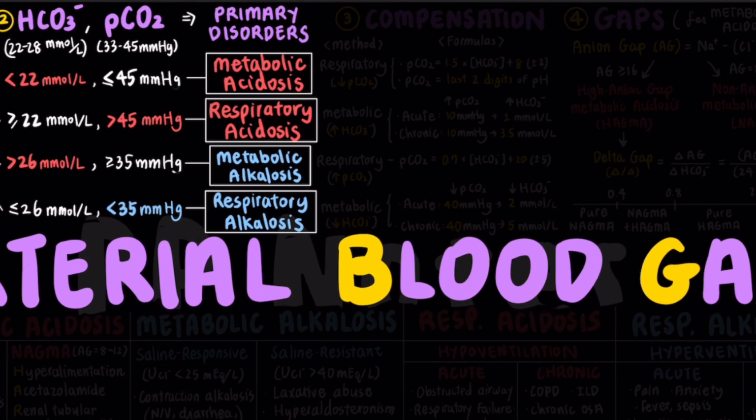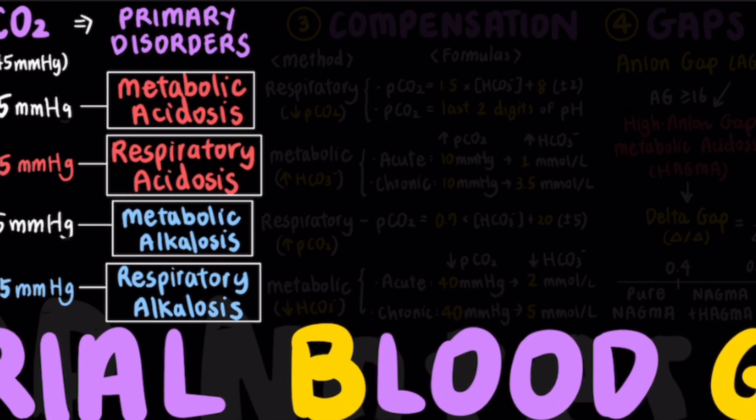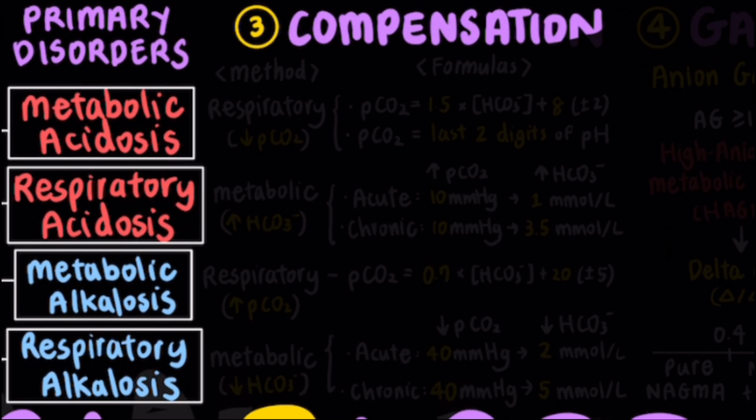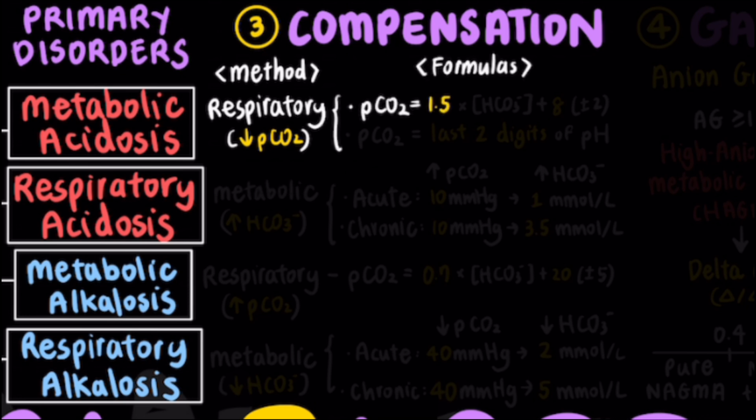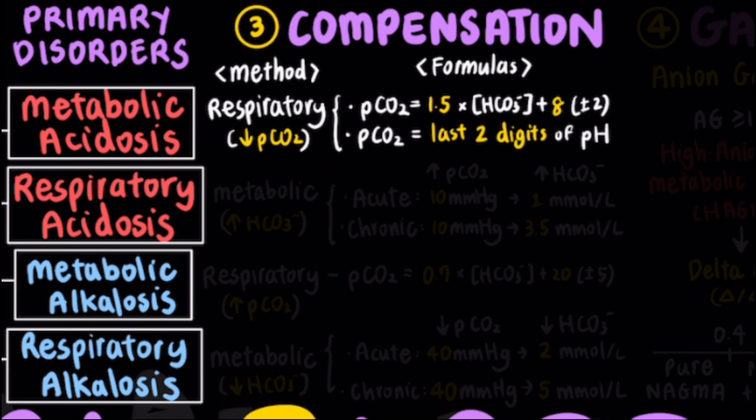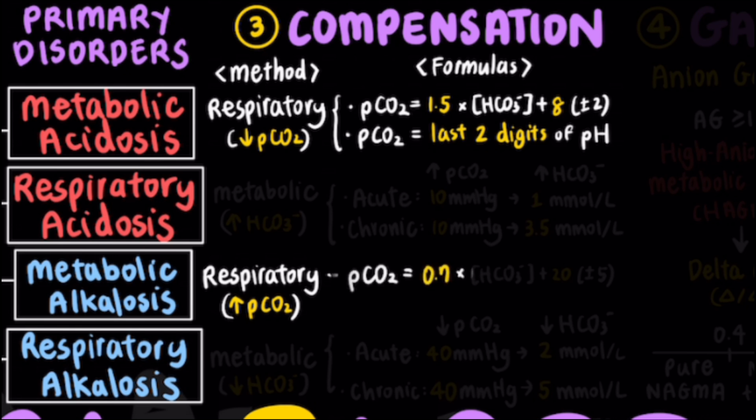Once you've identified the primary disorder, the next step is to see if the body is trying to compensate for it. For metabolic acidosis, the lungs could compensate by lowering the partial pressure of carbon dioxide. The expected PCO2 can be estimated by the formula 1.5 times the bicarbonate level plus 8, within the margin of plus or minus 2, or roughly the last two digits of the pH. For metabolic alkalosis, the lungs could compensate by increasing PCO2. The expected value is roughly 0.7 times the bicarbonate level plus 20, within the margin of plus or minus 5.